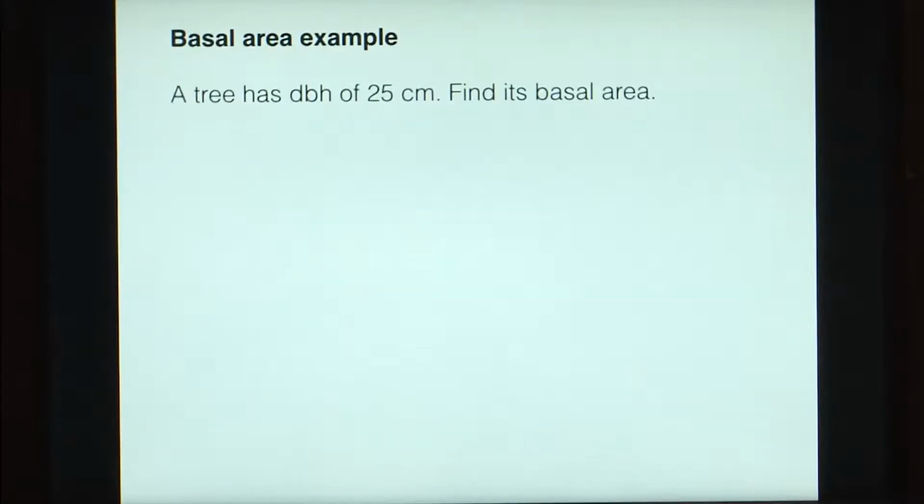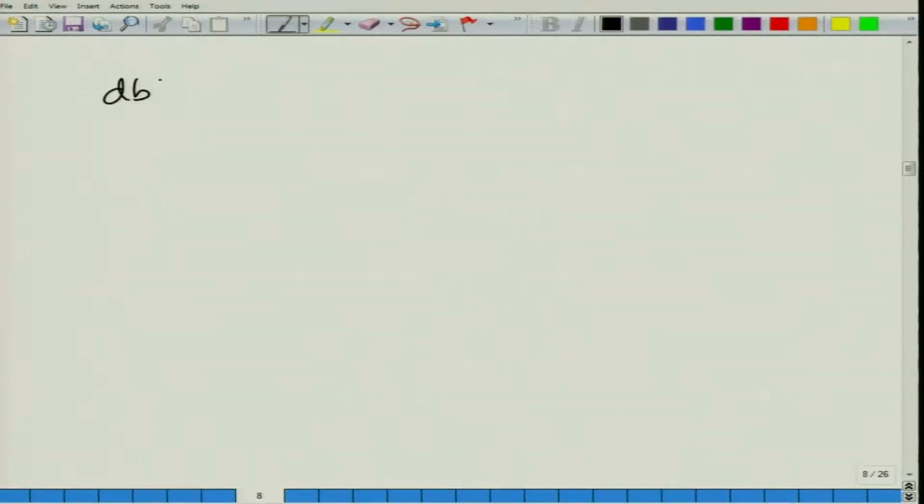Now, let us look at an example. A tree has a diameter at breast height of 25 centimeters and we are required to calculate the basal area. So, we are given the DBH to be 25 centimeters. What is the basal area? So how are we going to solve it? I would recommend that in all the problems that you are solving, you convert everything into meters. So let us follow a single convention. So it will be 0.25 meters.